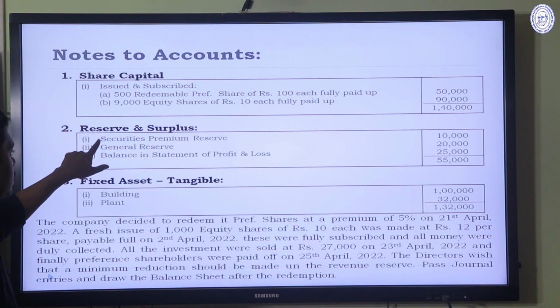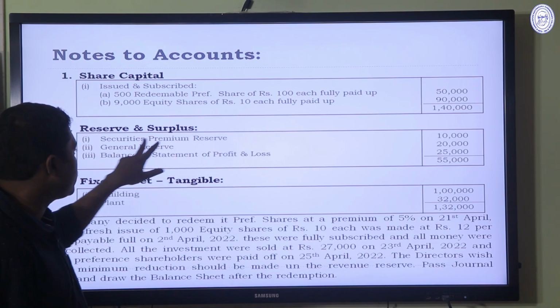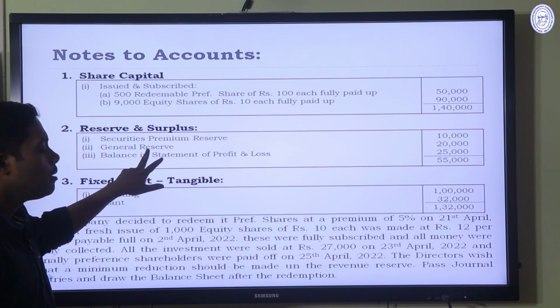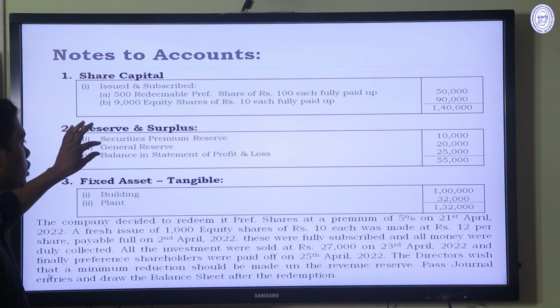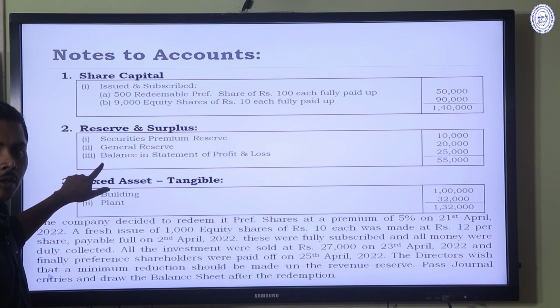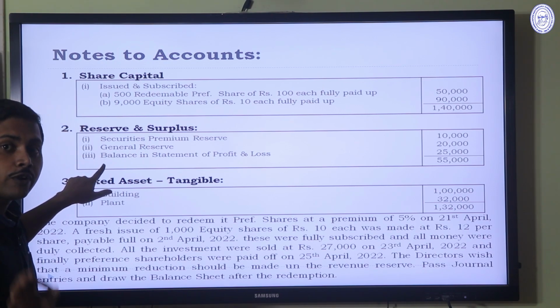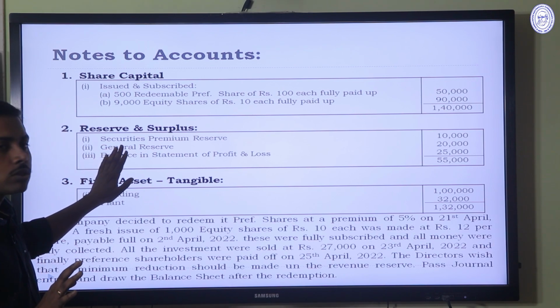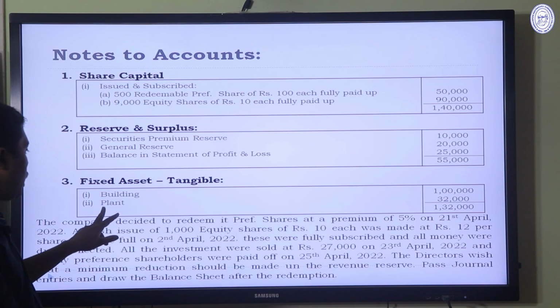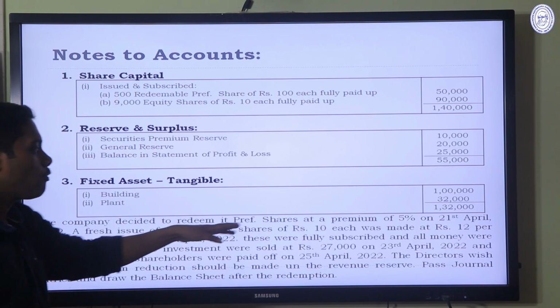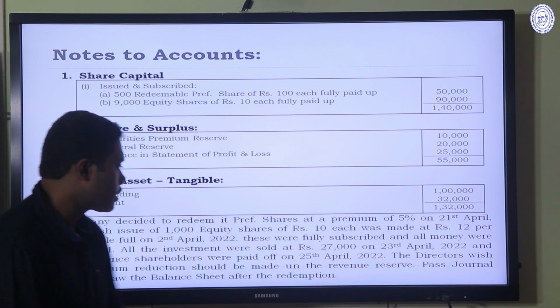It has a balance in securities premium reserve 10,000, general reserve 20,000, and balance in statement of profit and loss account 25,000. So, these two, that is general reserve and statement of profit and loss, are free reserve balance that can be utilized if CRR account will be created. It has building and plant of rupees 1 lakh and 32,000 respectively.